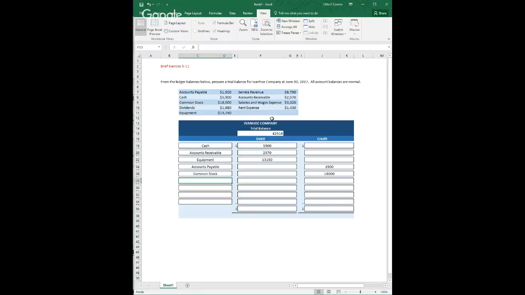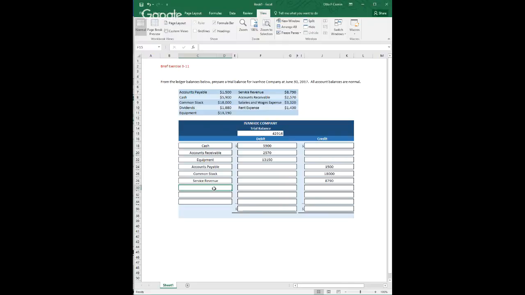So then we move along into revenues. And if you look on your equation, revenues has a normal credit balance. So we just type in service revenue, and we put it on the credit side. Okay. And then after our revenues, we have our expenses, and expenses are my favorite because they're the easiest to tell because they always have the word expense after it, except for cost of goods sold.